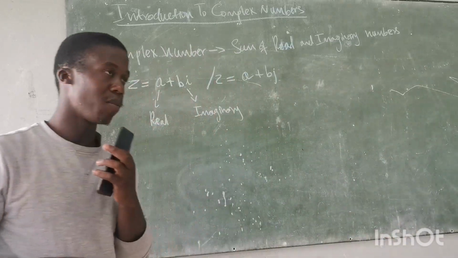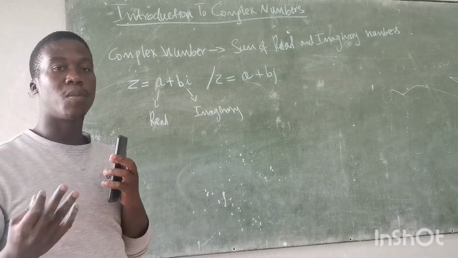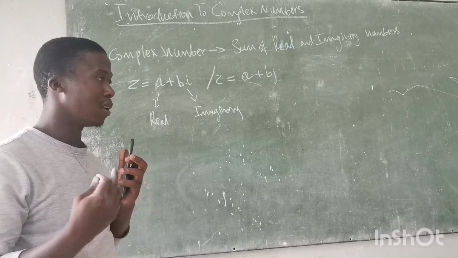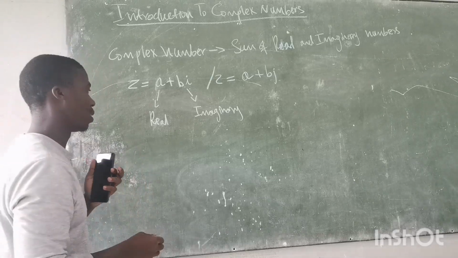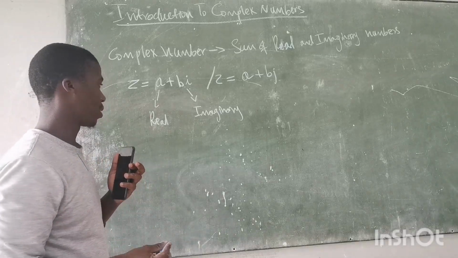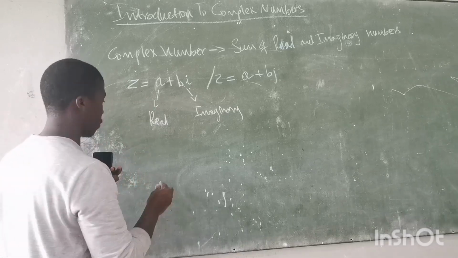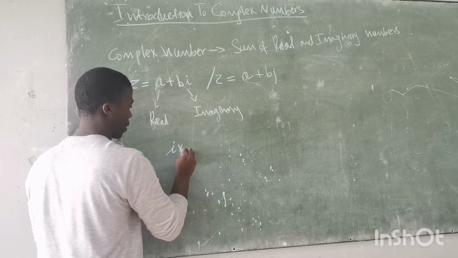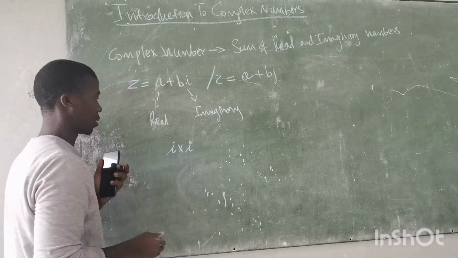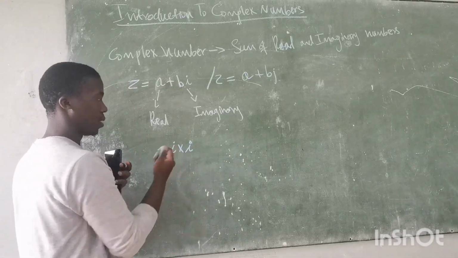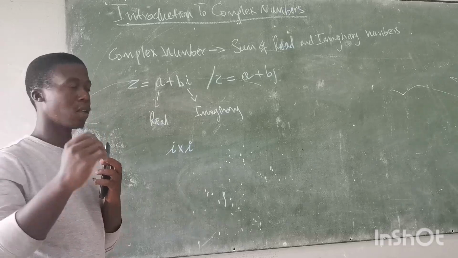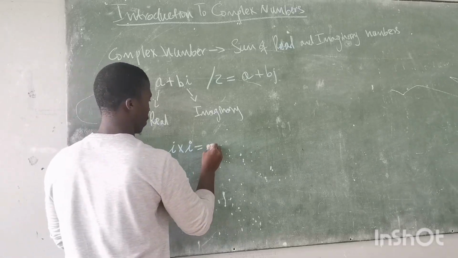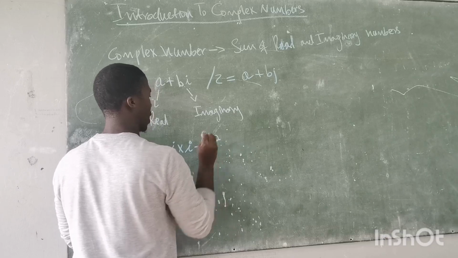The multiplication part is a little bit complicated. You need to understand the laws of exponents first, right? So what do I mean by that? If I have i multiplied by i, we can see these are the same bases. We can take one base and add the exponents, which is going to be i squared, right?